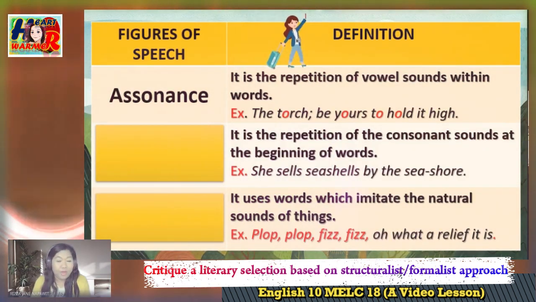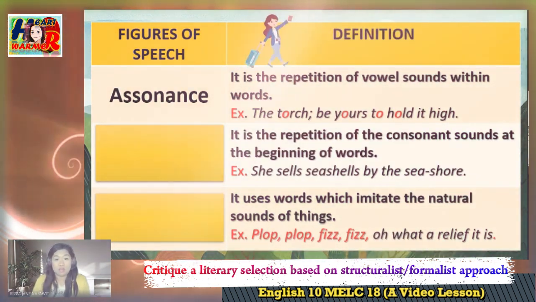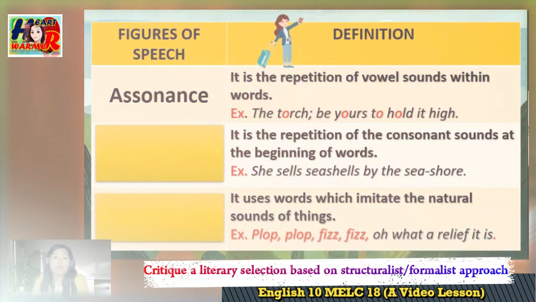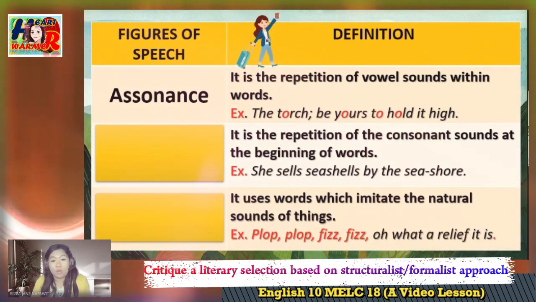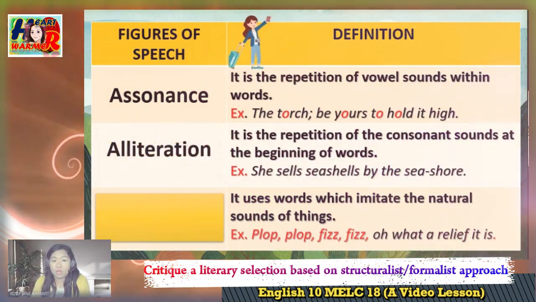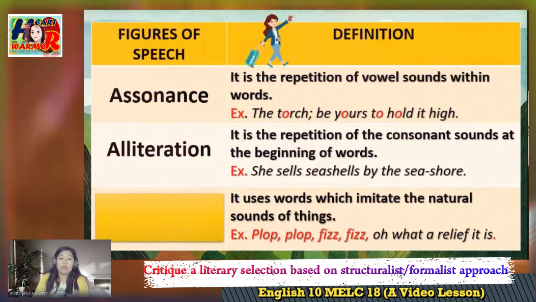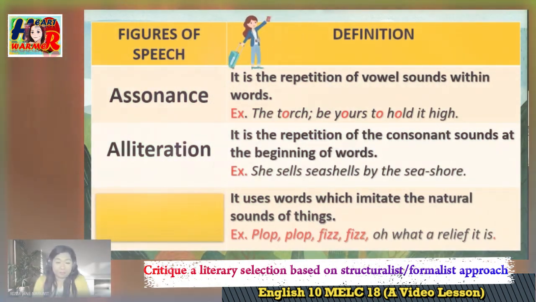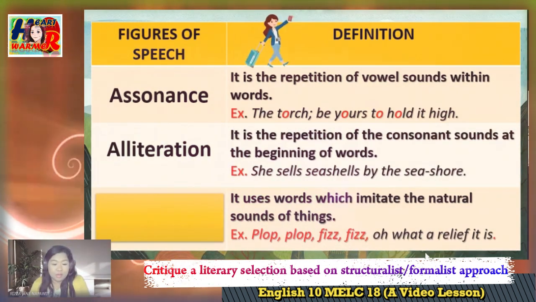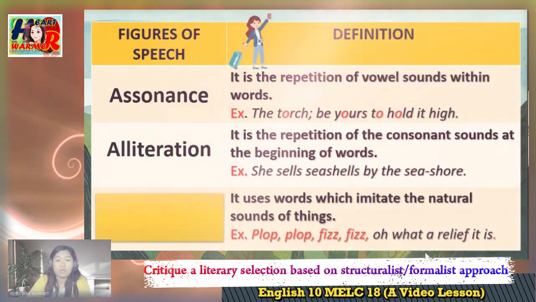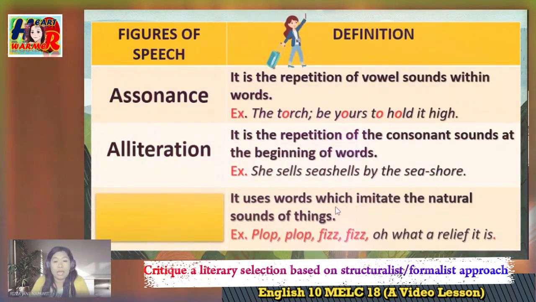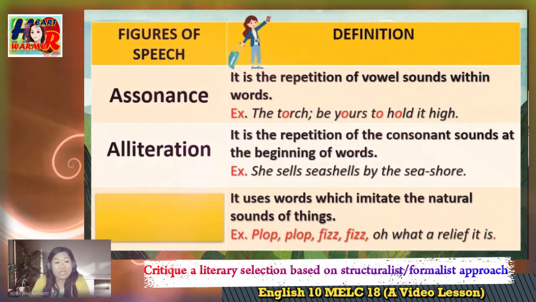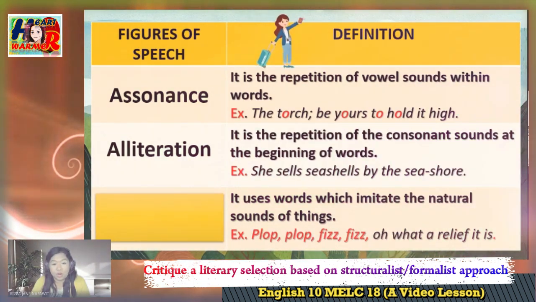Next, the repetition of the consonant sounds at the beginning of words. We're referring to consonant sounds, not consonants per se. So it doesn't mean that it begins with the same letter. It may also be not a certain consonant letter, but because it has the same consonant sounds, then that can be considered alliteration. In the example we have here, she sells seashells by the seashore.